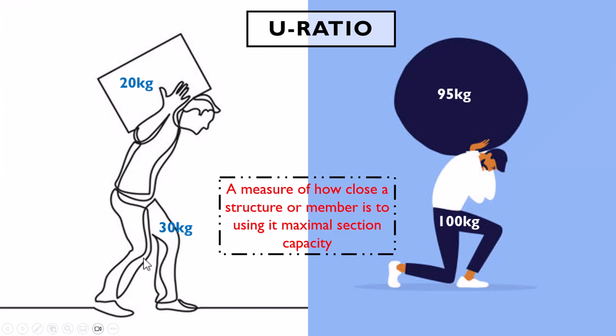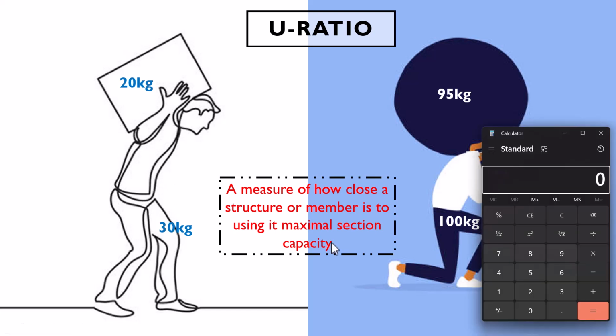To put it in a very clear context, let's look at this picture here. If you look at this first man, you can see that he has a maximum capacity of 30 kg and he's carrying a load of 20 kg. To check his utilization ratio, we simply divide 20 by 30, which gives us 0.67. It means he's using about 67% of his capacity, so he can still carry more load.